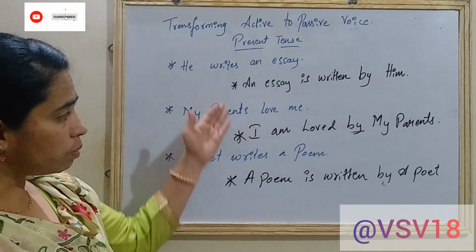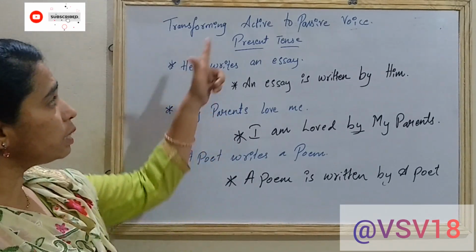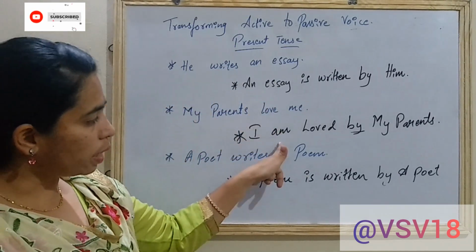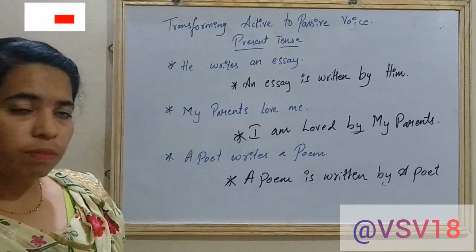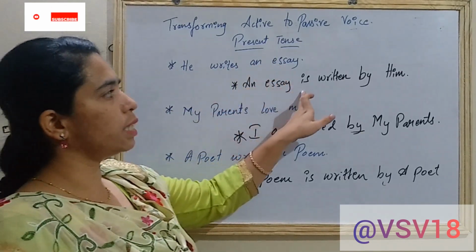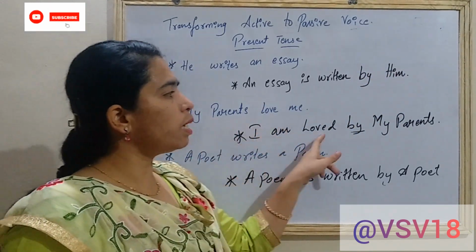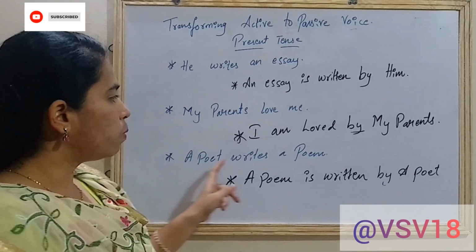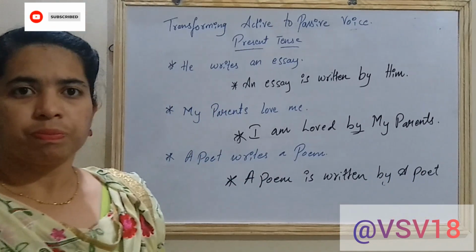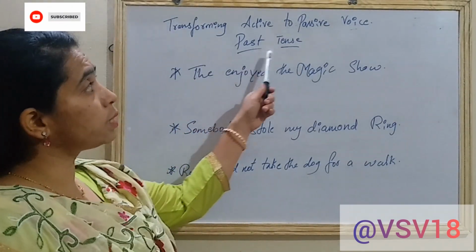Okay, this is the way we convert or transform active statements into passive statements. Once again I am going to read it for you. He writes an essay. An essay is written by him. My parents love me. I am loved by my parents. A poet writes a poem. A poem is written by a poet. Okay. Let's continue the examples with the past tense.